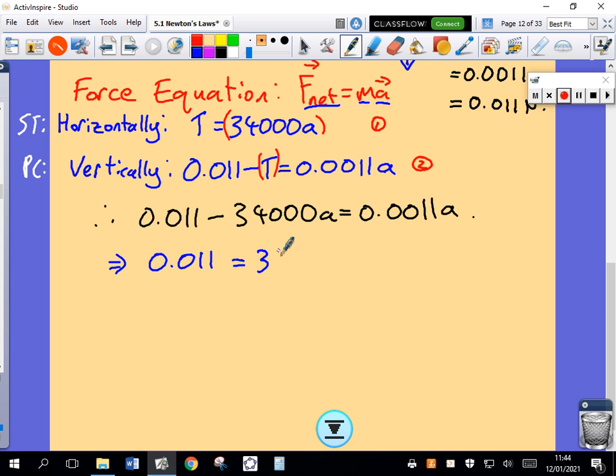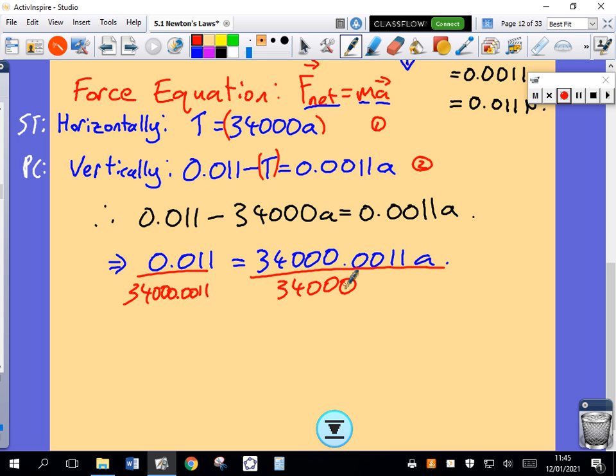So we're going to get 34,000.0011 A. To solve for A, I'm going to divide both sides by 34,000.0011. Okay, and they'll cancel, and so we have our value for A. It's going to be whatever that thing works out to be.